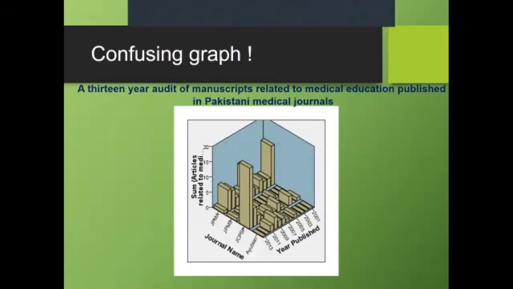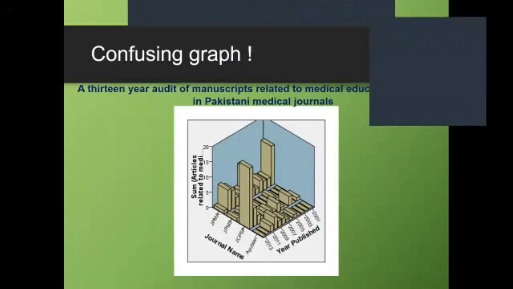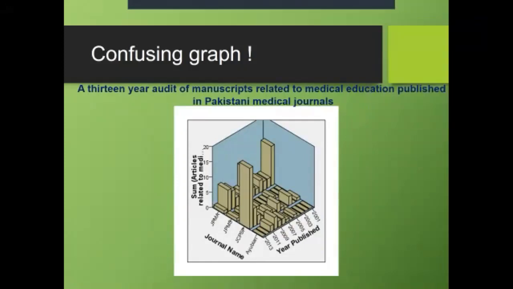What does this mean? And if you make graphs like these, it's only going to add to the confusion of the reviewer, editor, and your own self. So what did we do? We converted this confusing graph, which is actually not explaining anything in detail and a crisp, clear pattern, to this one. So look at this.